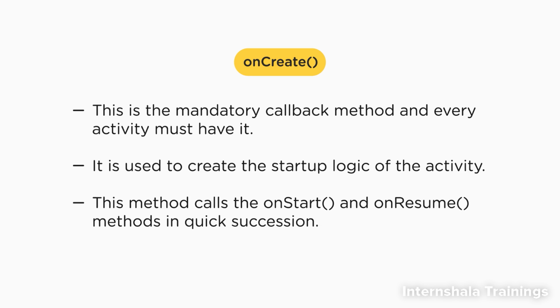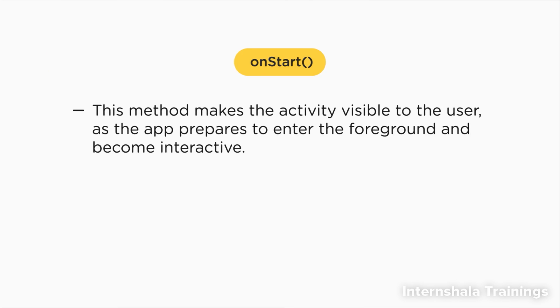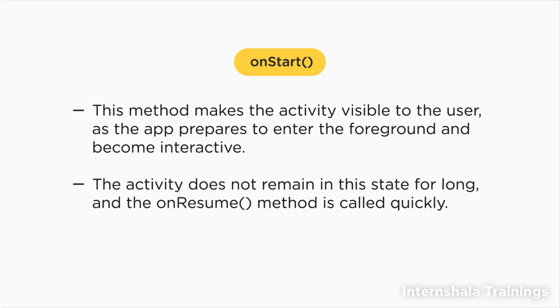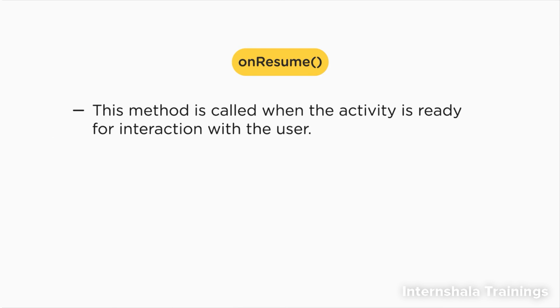This method calls the onStart and onResume methods in quick succession. Next, the onStart method makes the activity visible to the user, as the app prepares to enter the foreground and become interactive. But at this stage, even though the activity is visible to the user, it is still not interactive. The activity does not stay in this state for long since the onResume is quickly called and the activity is then ready for interaction. Next, the onResume method is called when the activity is ready for user interaction.